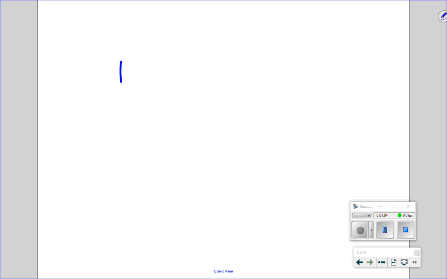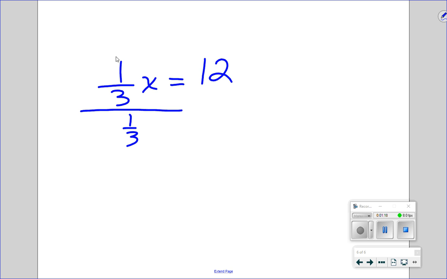So if I have, instead of a 4x, let's say I have a 1/3 x. So in this case, I have 1/3 x equals 12. We still divide, but I'm not going to show it like this because a fraction over a fraction is kind of messy. So when we have fractions, we'll show the actual division symbol.